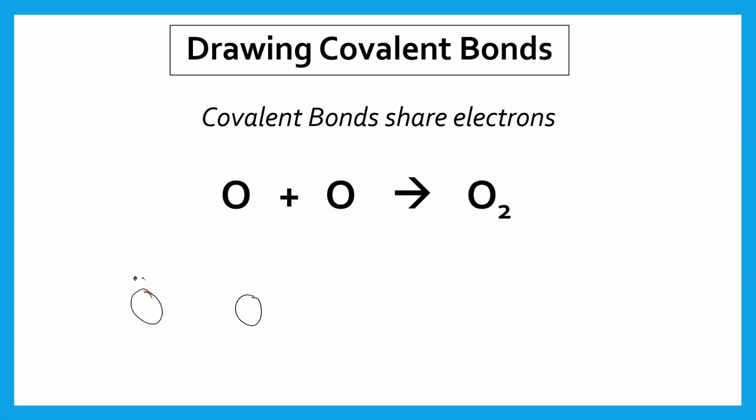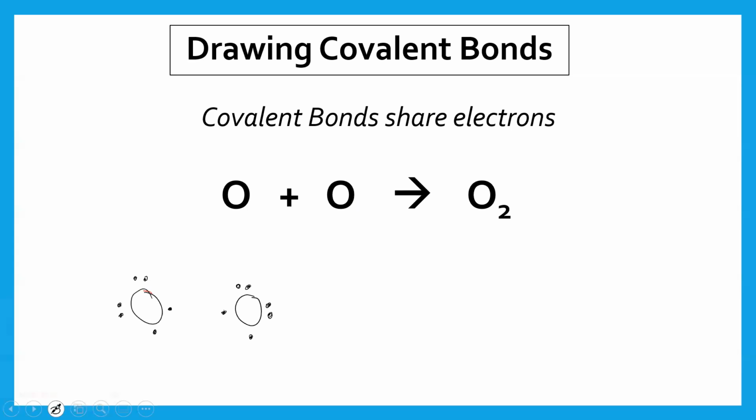So 2 sides with 2 dots each and 2 sides with 1 dot each. Remember, it doesn't have to look exactly like mine, but you do want to format this in such a way that the single lonely dots can pair up with other lonely dots. So I have this.